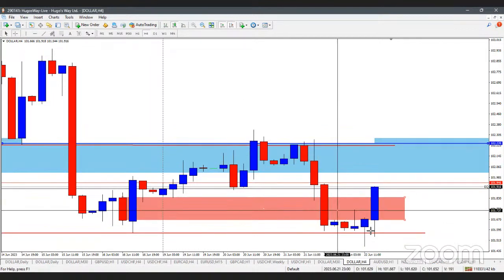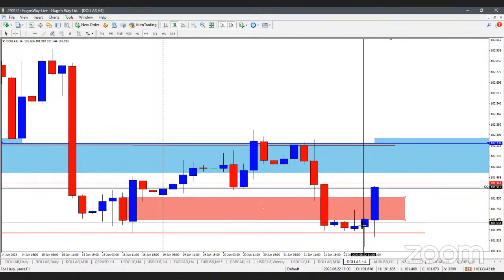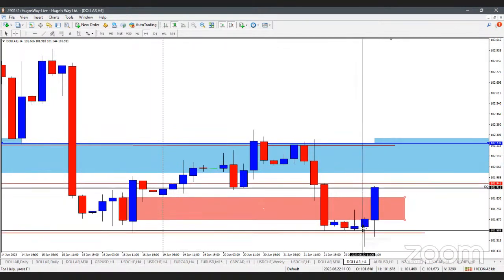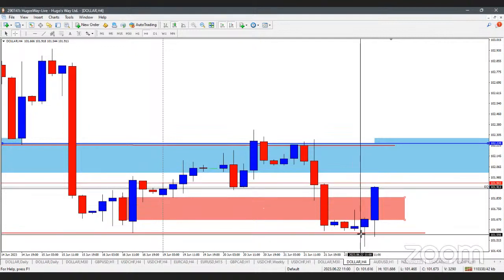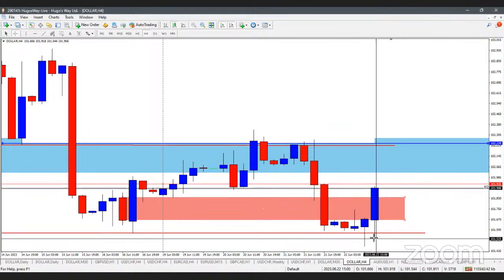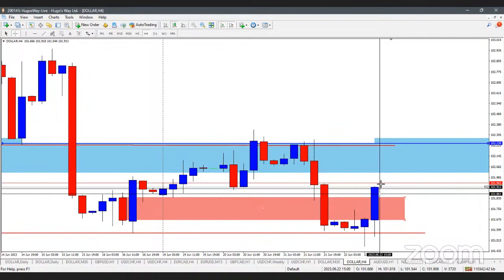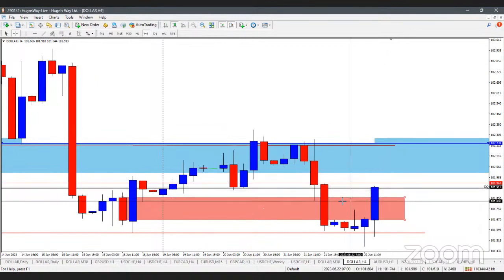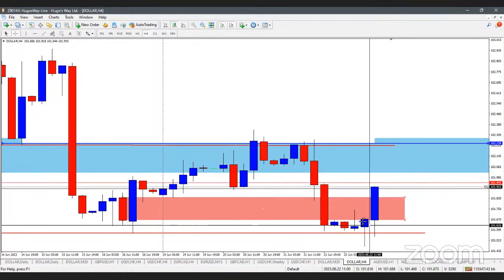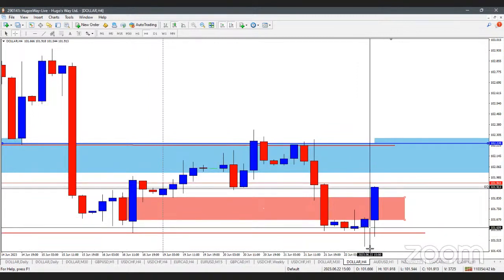If this H4 candle had closed with the body of the candle, then today would have been a different story. We would have had a weaker dollar and prices pushing down. But we closed with a wick here, and it became a reversal situation, which is what we have. One of the best things that could have happened was to wait for that confirmation, that H4 body close.